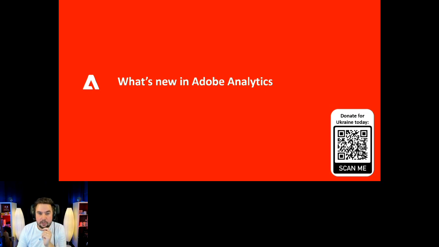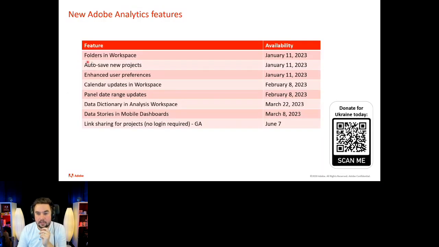So this is what we've shown at the last quarterly meeting. So those are actually old release notes. But this year we already got the folders in Analysis Workspace to organize our projects. We got auto saving for new projects, so we don't lose our work if we start working on a project in Analysis Workspace and then by accident close the browser before we can ever save. So that's some cool new features.